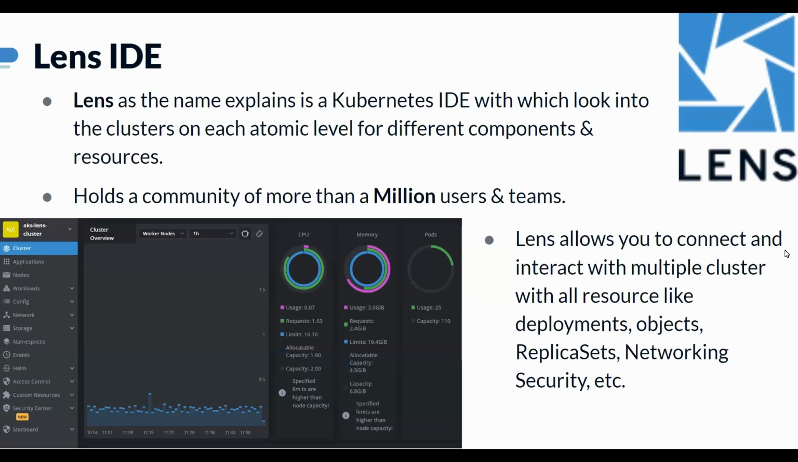Lens allows you to connect and interact with multiple clusters with all the resources like deployments, objects, replica sets, networking, security, etc. So I'll be showing this particular tool in a while. You can even look into the network parts or the storage or the security center and various other aspects as well.